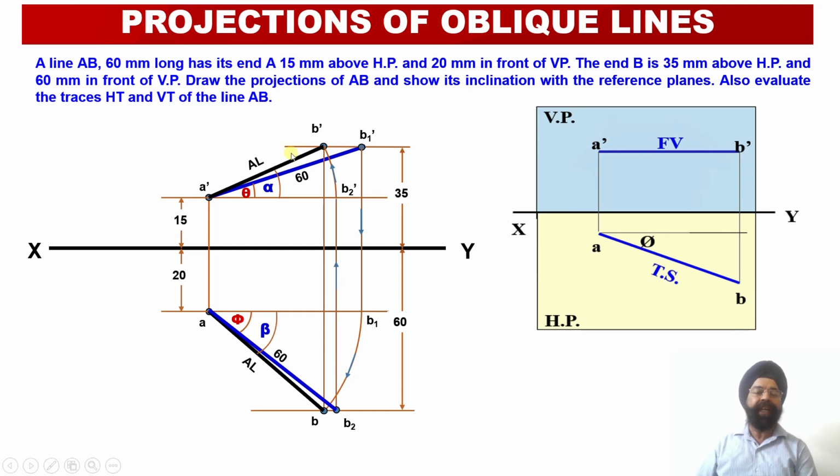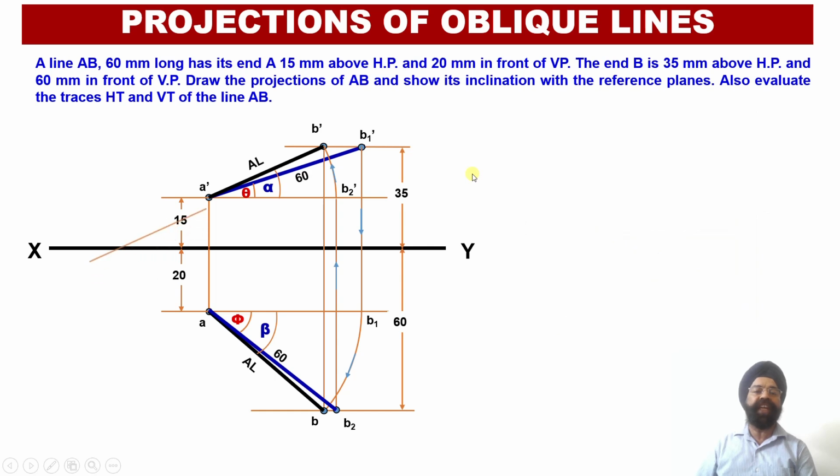So having obtained the projections of the line and the angles of inclination of this oblique line with respect to the horizontal plane as well as the vertical plane, now we are going to proceed with evaluation of the traces of the line. In order to obtain the traces of the line, we must check whether the projection lines A dash B dash and AB are intersecting with the XY reference line themselves. No, they are not intersecting with the XY reference line. So we need to extend the A dash B dash projection line till it meets the XY reference line over here.